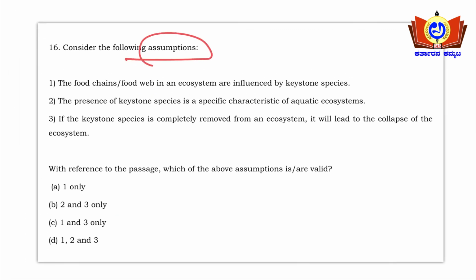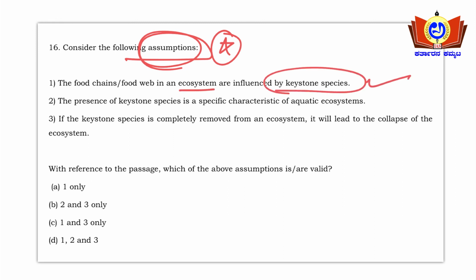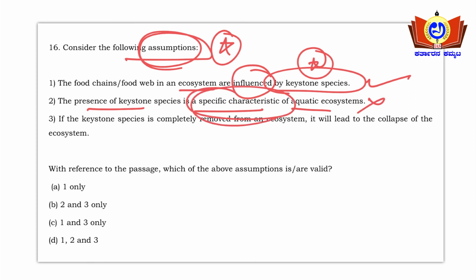Consider the following assumptions here. Okay, so assumptions, you need to take care of this here. The food chains or food web in an ecosystem are influenced by the keystone species. Yes, this is right here. So this is right. The presence of keystone species is a specific characteristic of aquatic ecosystems. No, this is wrong here.